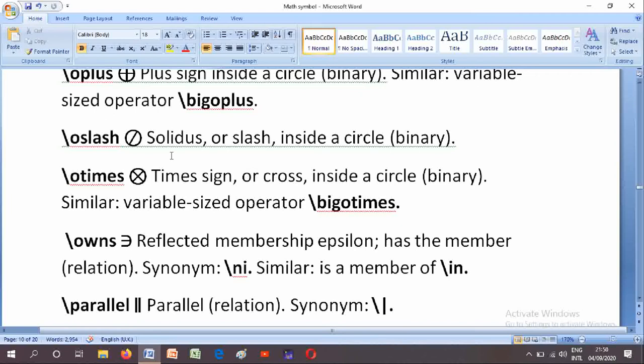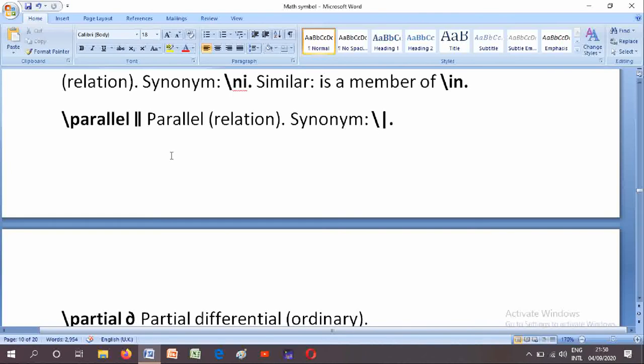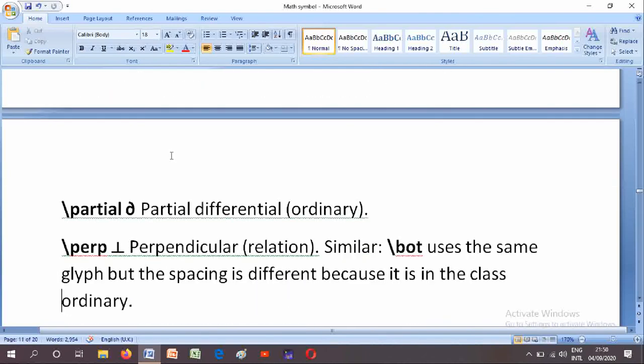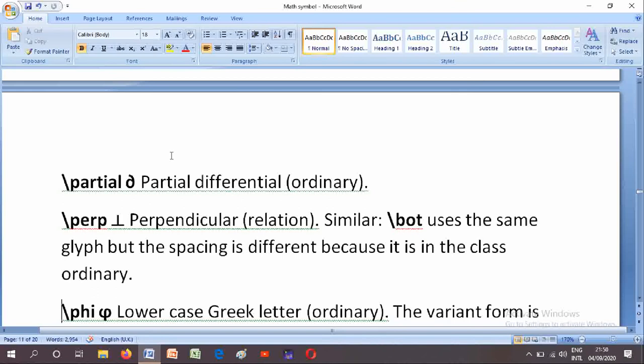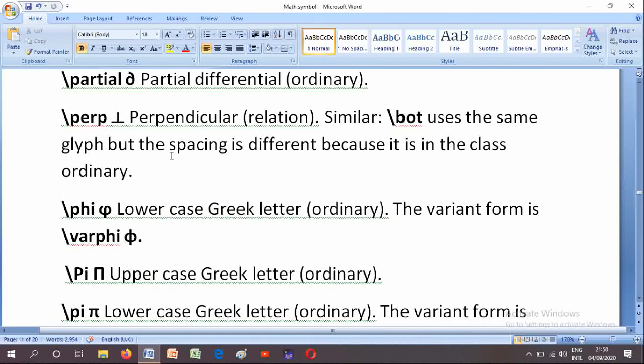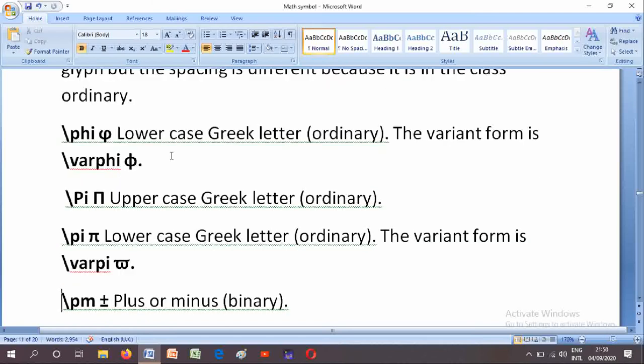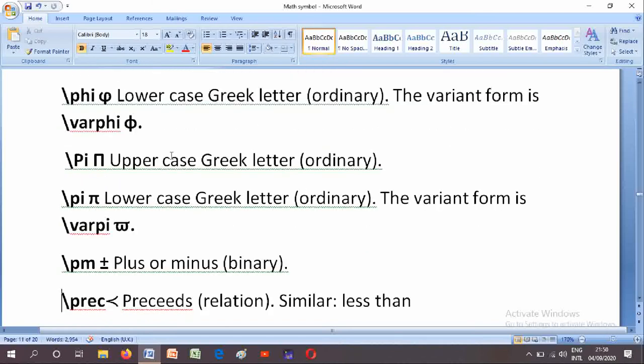Reflected membership of epsilon naught, has a member of relation, synonym is \in, and member is \in. Parallel, \parallel, and its synonym is \vert. Partial. Perpendicular, \perp, perpendicular, similar is \bot. And \phi, and its similar is \varphi. And \pi, uppercase Greek letter, \pi lowercase Greek letter, and its similar is \varpi.